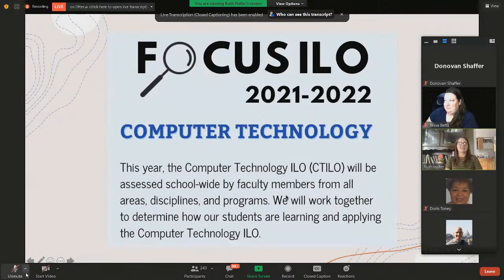Okay, moving on to this year's Focus ILO. The Castle Committee chose last winter semester to do computer technology as our ILO for this year, probably for many obvious reasons, because we're using computers more now than probably ever before. So faculty from across the college are encouraged to participate in this endeavor.